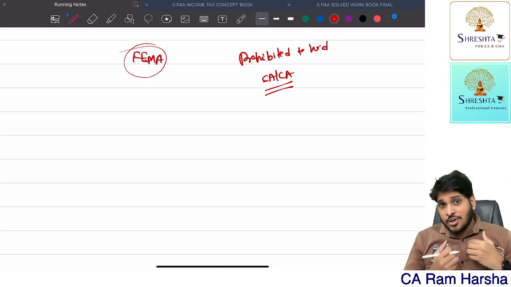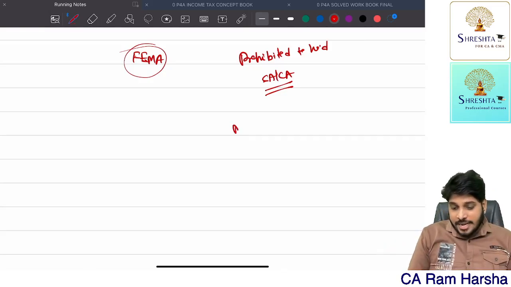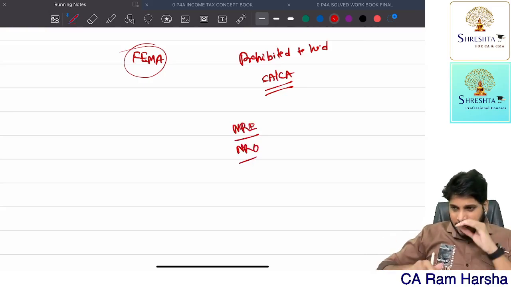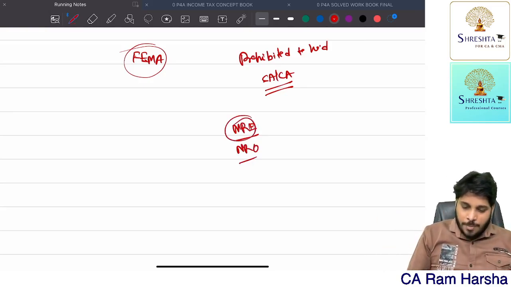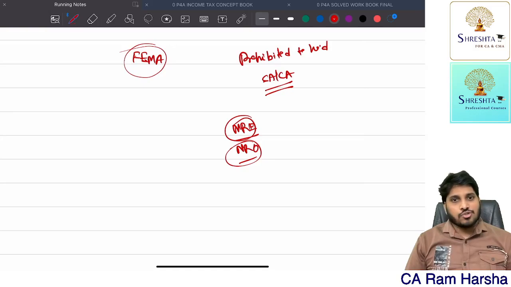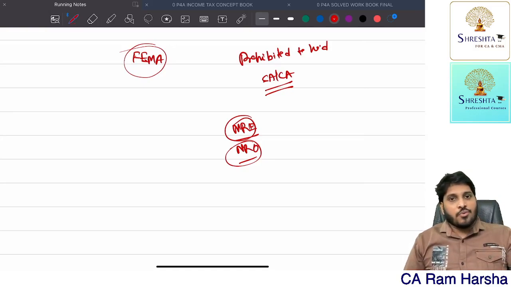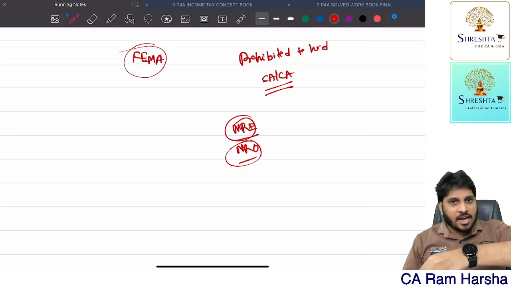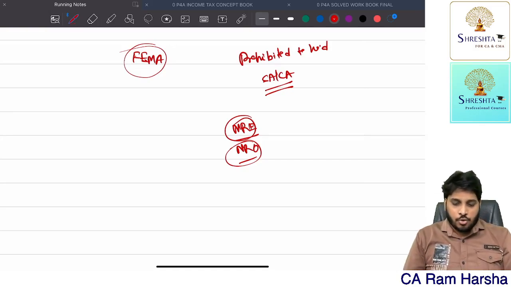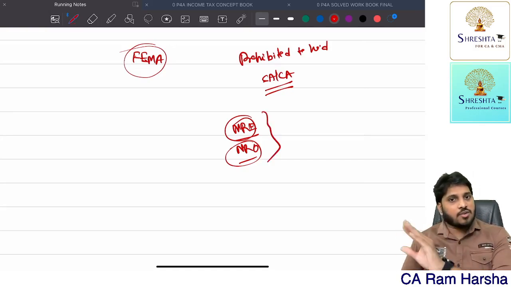I'm not asking you to permanently close. Open NRE, NRO accounts. What is it? Instead of a normal savings account or normal current account, open NRE, NRO. So for those who are leaving India, those who are settling for jobs outside India, if you want to send money to your parents sitting in India, don't use your personal savings account. Don't keep any savings bank account within India. You open special accounts called NRE, NRO.